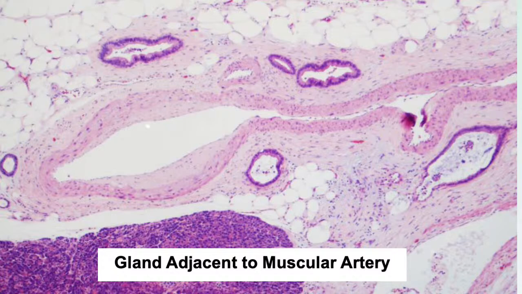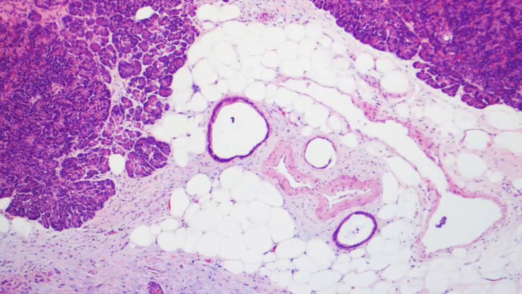And this is an example. You can see the muscular artery in the middle, and the glands next to it are quite bland cytologically, but their location really indicates that they are malignant glands rather than benign because they're next to this big muscular artery. Here's another example, again, the muscular artery in the middle of the image with the glands next to it. And again, these are very bland, well-differentiated glands.